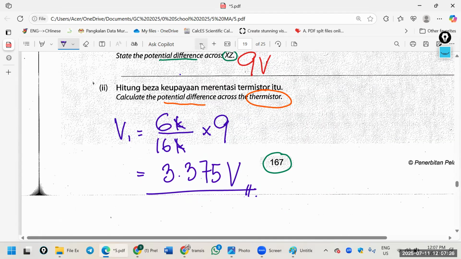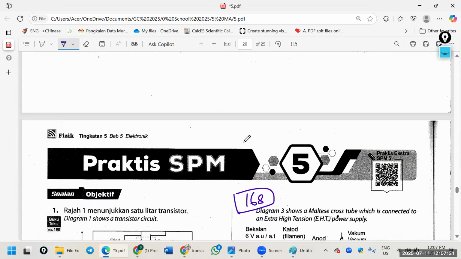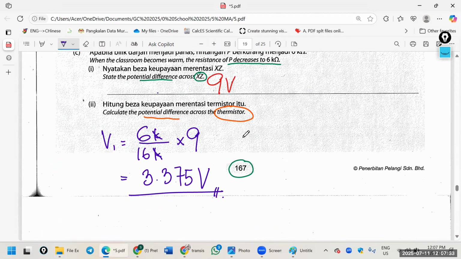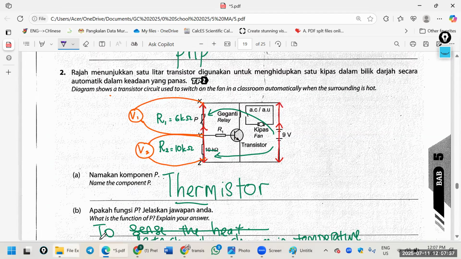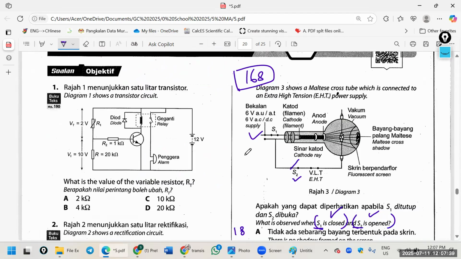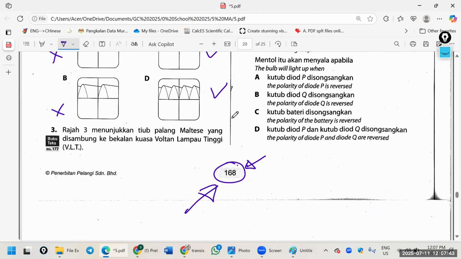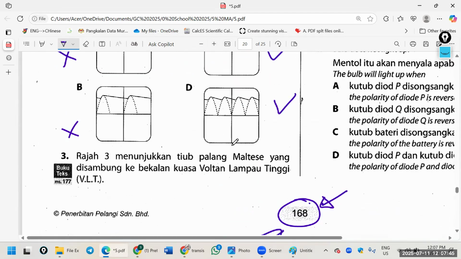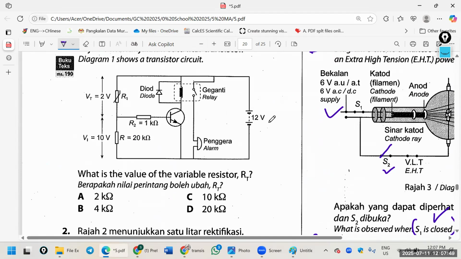Okay. Then like class task, today your homework no need. Directly page 168, like 168. Answer.